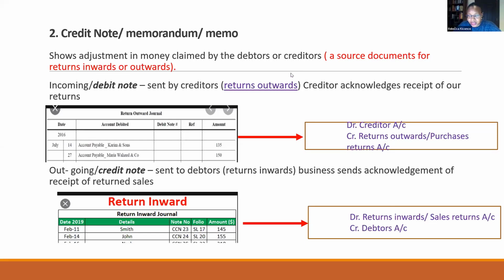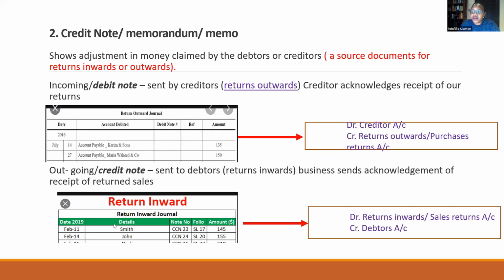we continue. Now, the outgoing credit note is a document that is sent to debtors to show that we acknowledge that we have received goods back from them. So those are returns inwards. Once we get that source document, we open up a book called a sales returns inwards journal. If it already exists, you don't have to open it up. You just go there and input the information on the credit note. This is what it looks like.